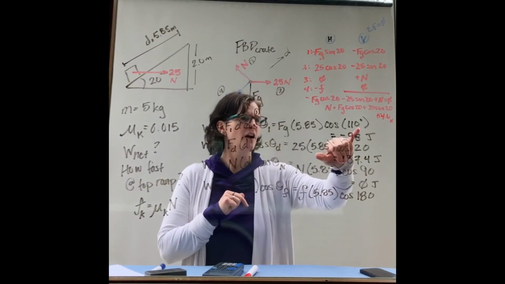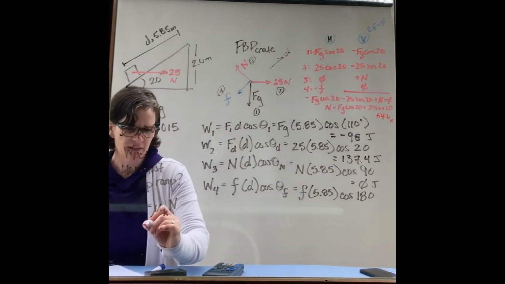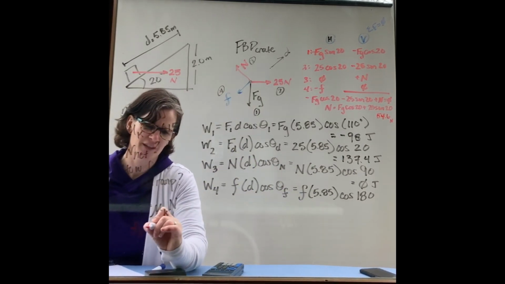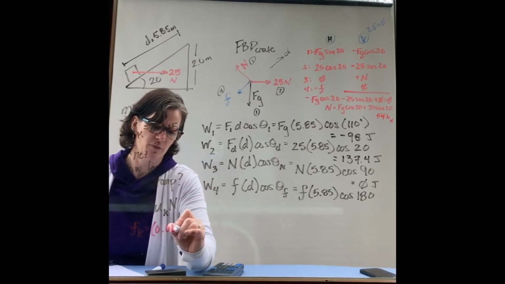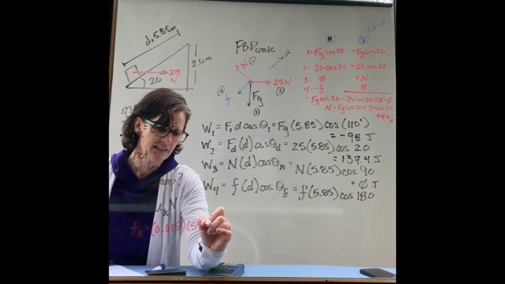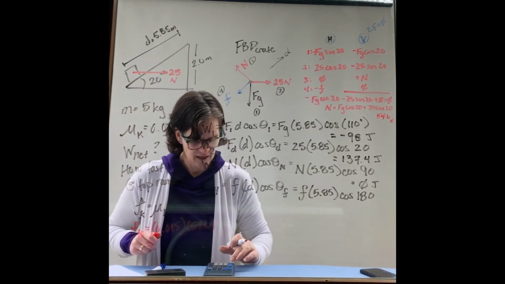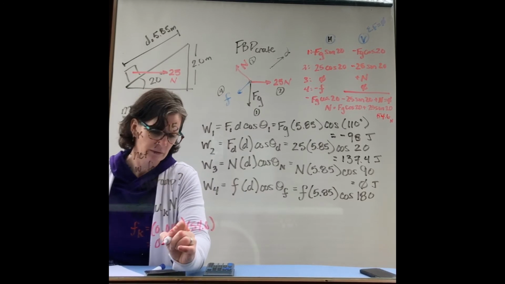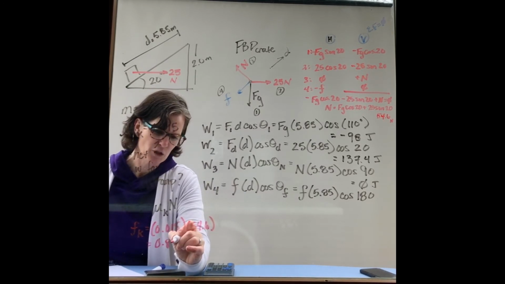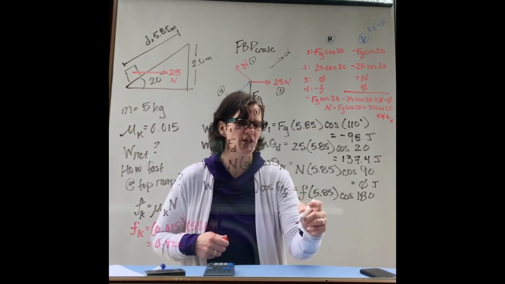All right, well, if the normal force is 54.6 newtons, then my force of friction is 0.015 times 54.6, and that is 0.82 newtons. So we're going to put that up here in our work relationship.